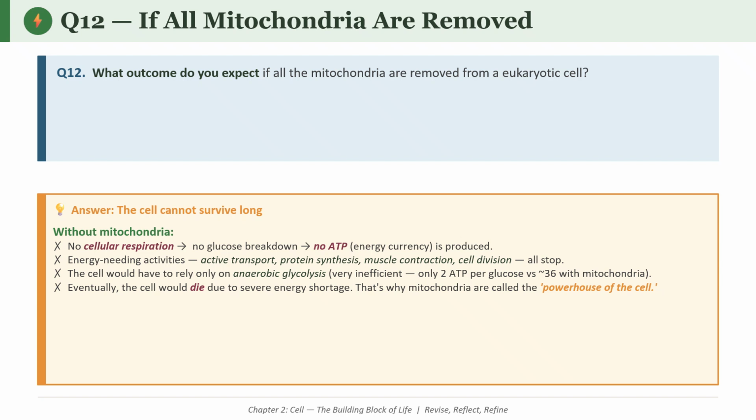And cells would rely only on anaerobic respiration, glycolysis, where only 2 ATP molecules are produced. But when we talk about the mitochondria, 36 ATPs are produced. We cannot compare 2 ATP and 36 ATP. So eventually, after some time the cell could die due to severe energy shortage. That is why we call mitochondria the powerhouse of the cell.